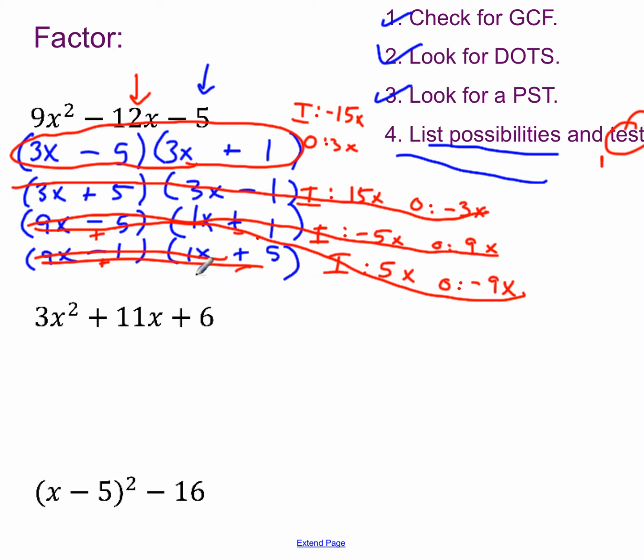Next one, check for GCF. No GCF here. Look for dots. No dots. Look for PST. Definitely not a PST because neither this nor this are perfect squares. So it's got to be a test one. So let's list out the possibilities.